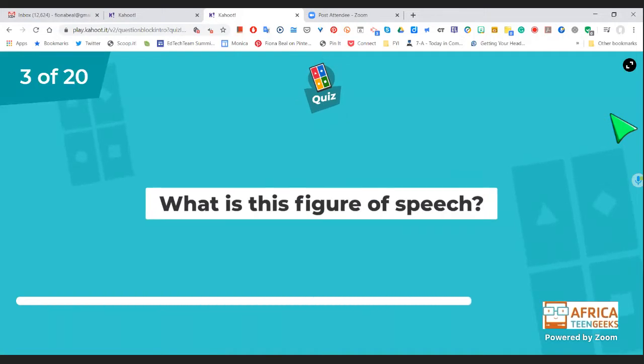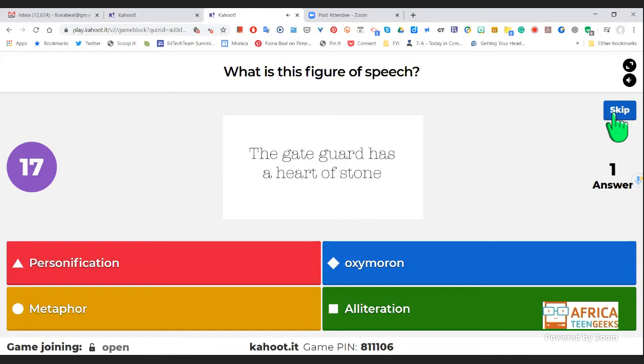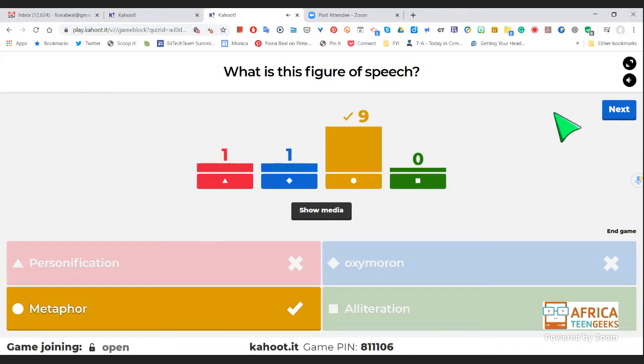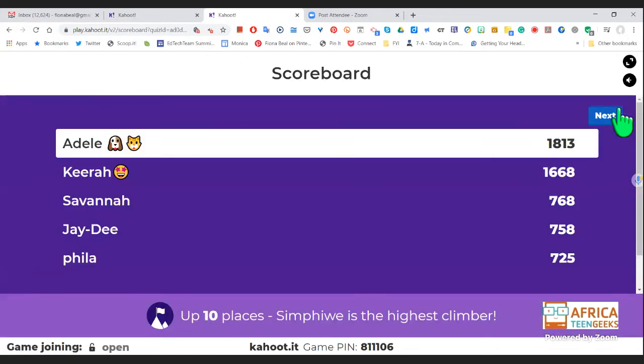Let's have a look. What is this figure of speech? That is a metaphor. One thing is another. Now, did you see there was a word there that we didn't include in our figurative language? We didn't include that one, oxymoron. So you knew that wasn't the one. It couldn't have been alliteration because it didn't all start with a G. It wasn't a personification because it was talking about a person. So it had to be a metaphor. And I think most people got that. Well done. So Adele, well done. Kira, Savannah, Fila, JD, good.